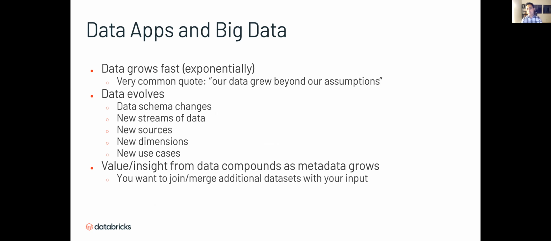So that's the size of the data that is growing. Big data also has other aspects. The qualities of your data also change with big data. Your data schema changes. There are additional or new streams of data every once in a while. You have to incorporate them. They come from different sources. The dimensions of your data can change. And the use cases of the data grow and change as well.